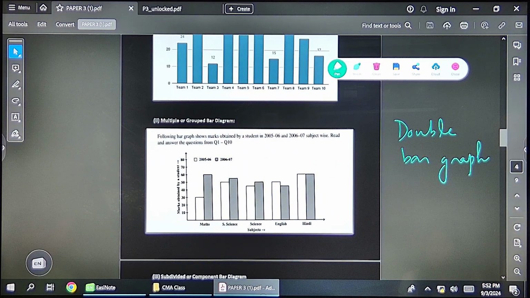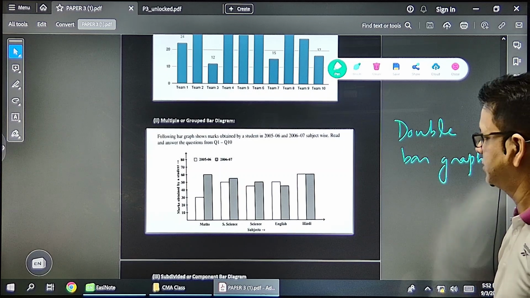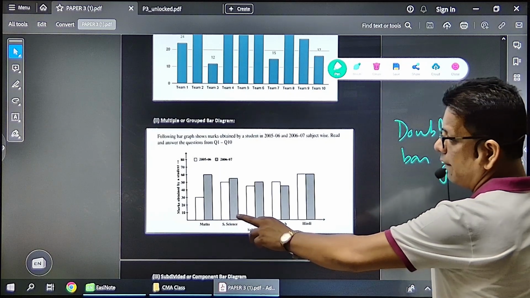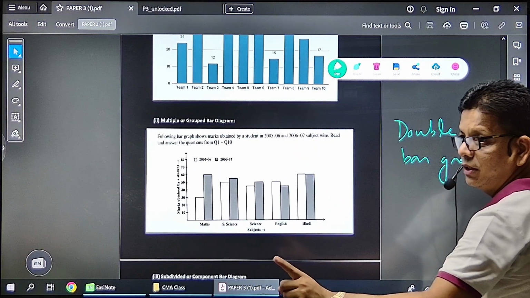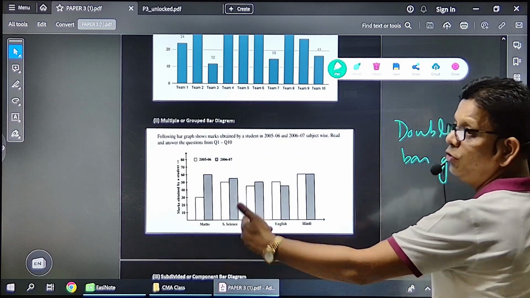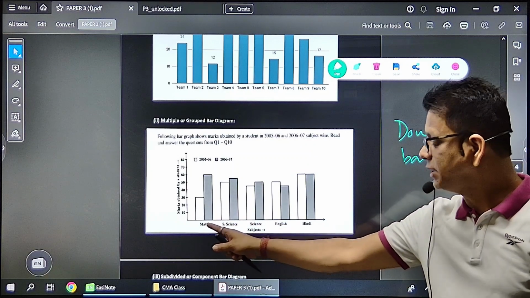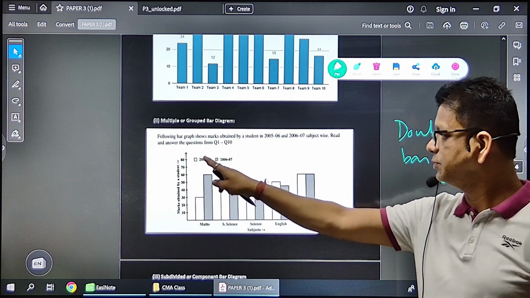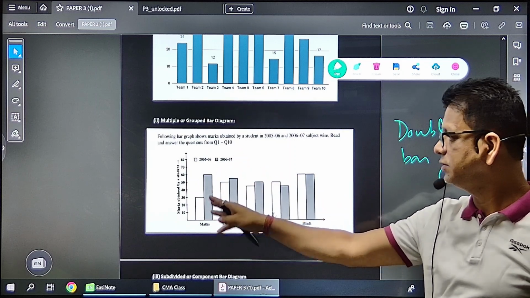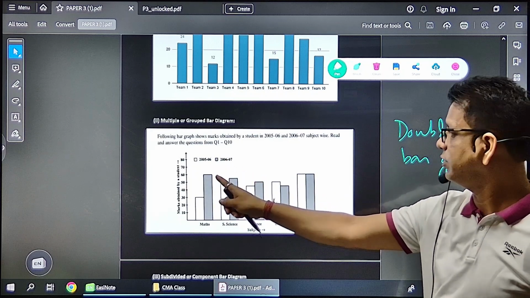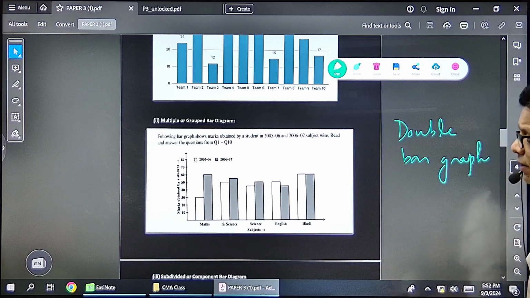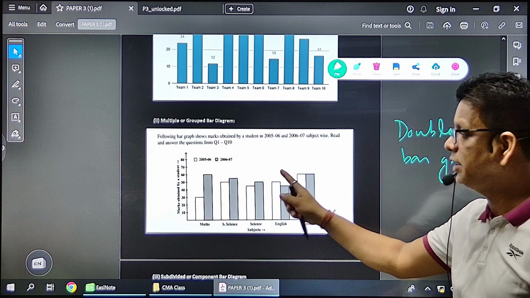The following bar graph shows the marks obtained by a student in 2005-2006 and again in 2006-2007, subject-wise. Now read the question and answer the following questions. If you observe this, the student is the same, the subjects are the same, but in two different years. That is why, keeping the subject the same, the bars are drawn together. One bar is for 2005-06, the other is for 2006-07, and they have shaded them also. The shaded one is for the next year, 2006-07. The unshaded one is 2005-06. Even if one more year comes, 2007-08, we can add one more bar here.